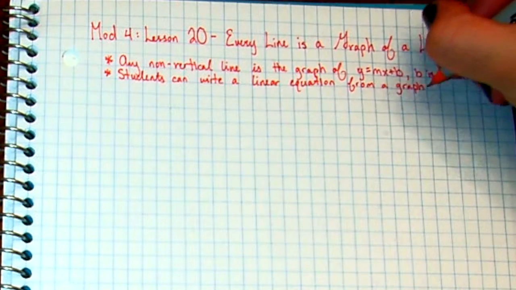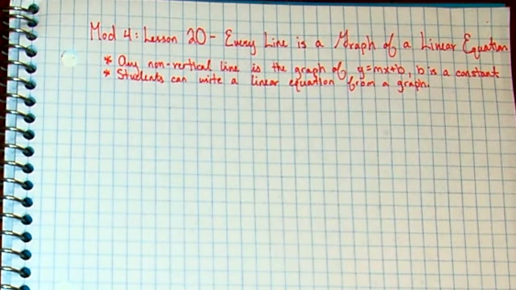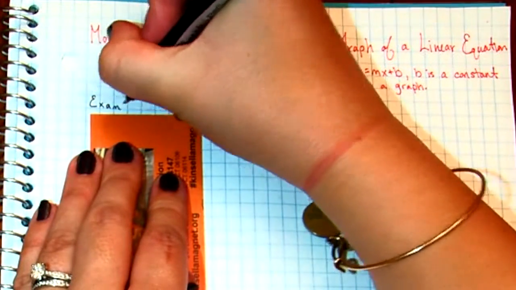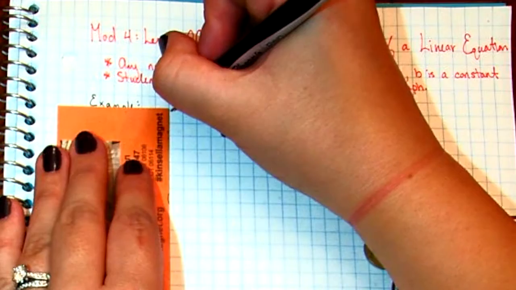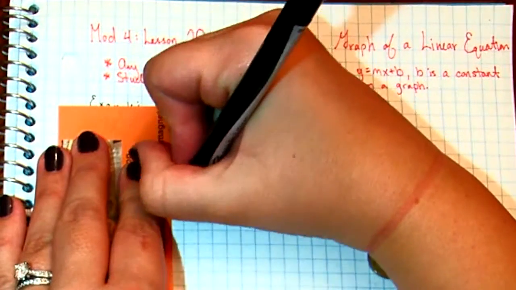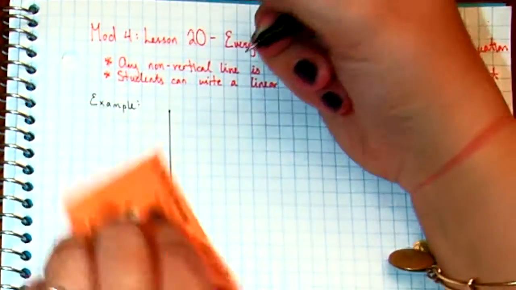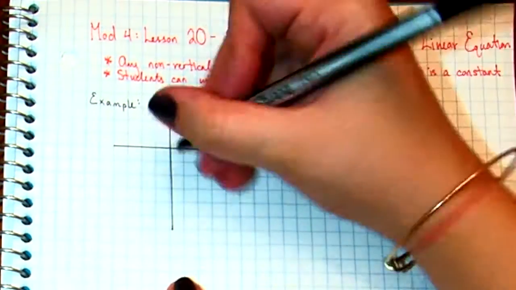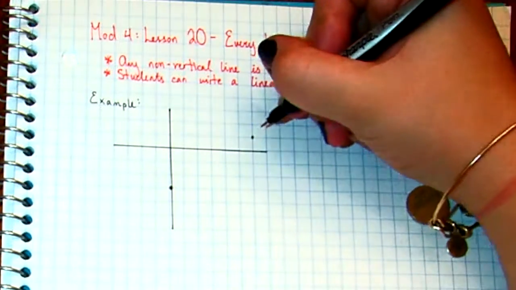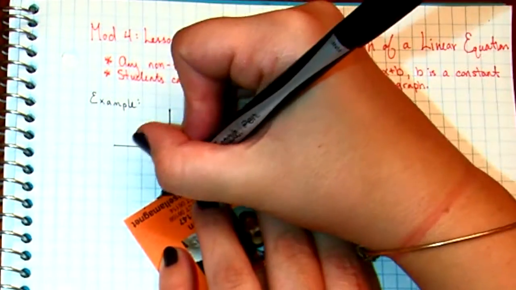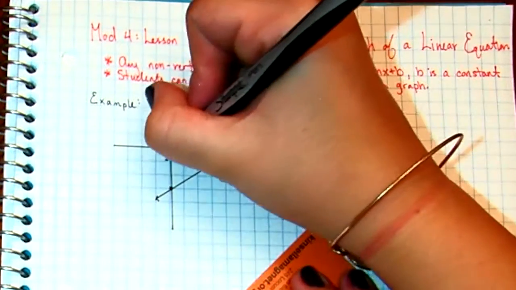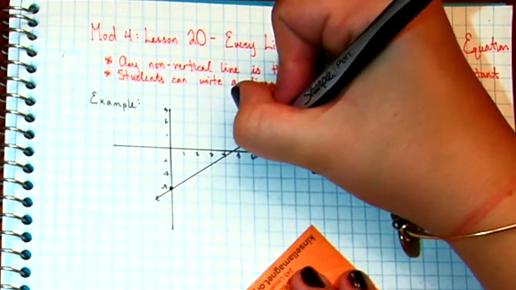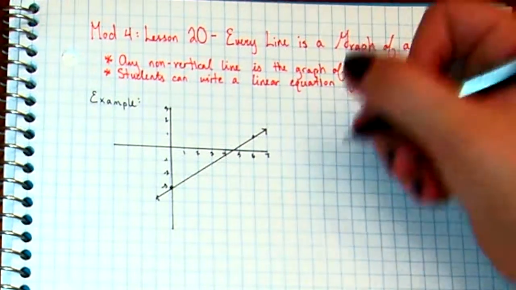So remember in lessons 18 and 19, we drew the graph based on the linear equation. Now we're going to write the equation based on the graph. So here's an example. I'm going to draw a quick axis here with y ranging from 3 to negative 3 and x ranging from 1 to 7. And then I have a point on 6, 1 and 0, negative 3. I use those 2 points to create my line.